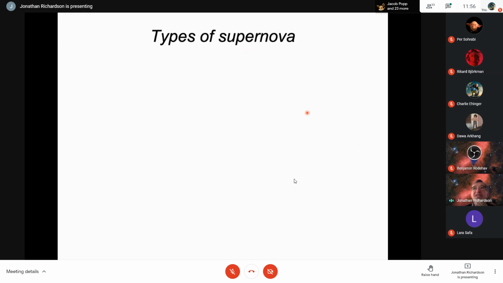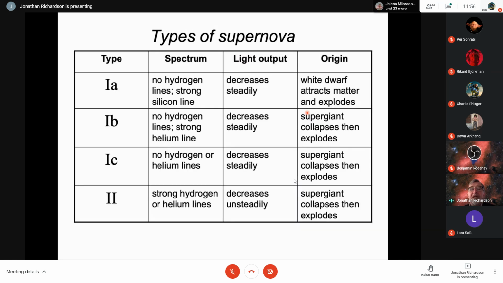Now, we use the type of supernova in various different ways. And you'll see here there are 2 types of supernova, class 1 and class 2. Basically, their difference is when we look at these supernova and look at the emissions from them, class 1 supernova have no hydrogen. Class 2 have strong hydrogen lines.